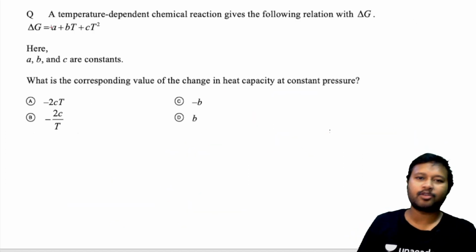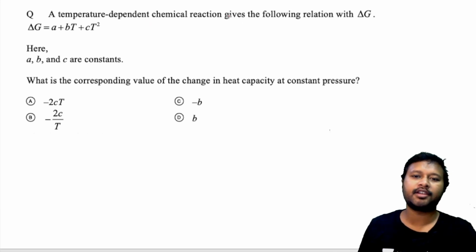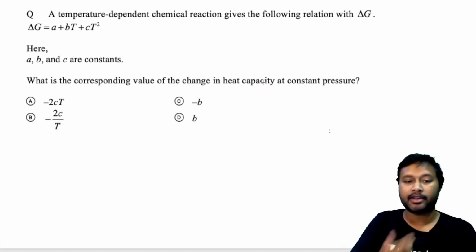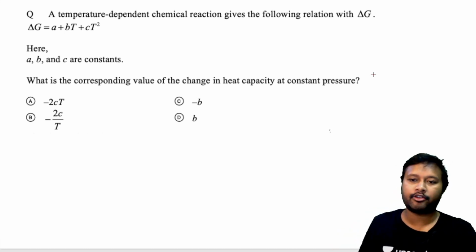All right guys, let's look upon this particular question. It says that a temperature dependent chemical reaction gives the following relation with delta G. Delta G is equals to A plus BT plus CT square. Here A, B and C are constants. So what is the possible corresponding value of change in heat capacity at constant pressure? So they are asking you to find out the value of Cp. Okay, that's what they are asking.